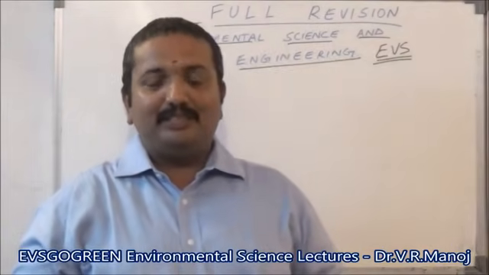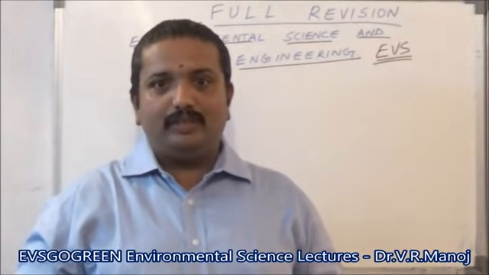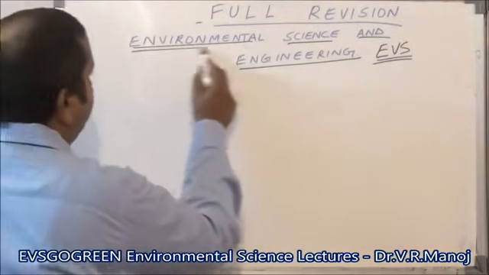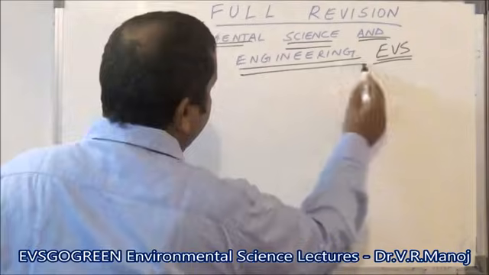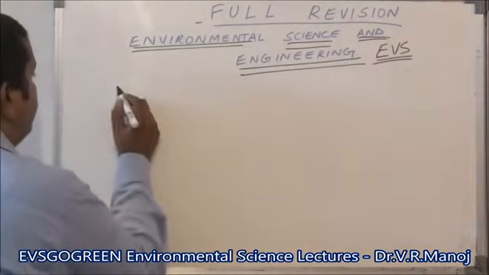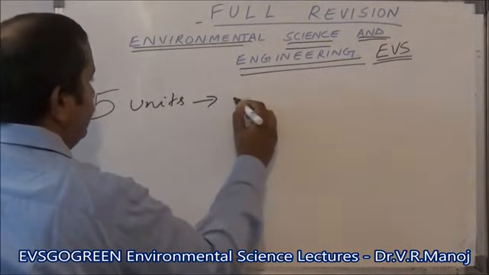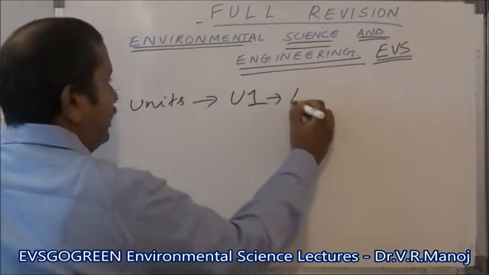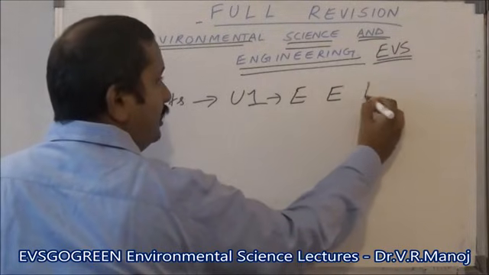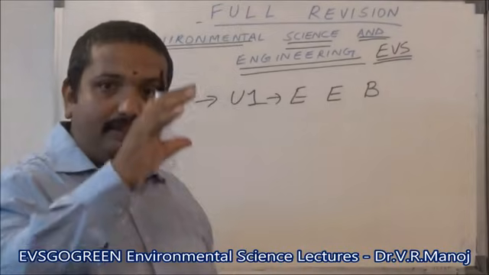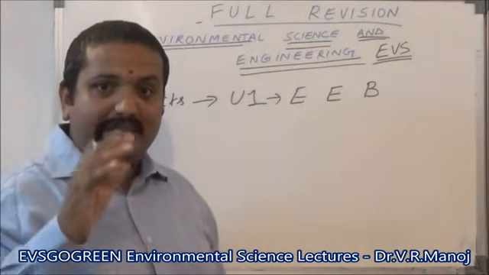Hello students, so today we will be seeing a full revision of your EVS class. EVS, as you know, is Environmental Science and Engineering. Totally you have 5 units. What are they? Unit 1 is Environment, Ecosystem and Biodiversity. Now I am telling you a very easy method to keep all 5 units in your mind very easily.